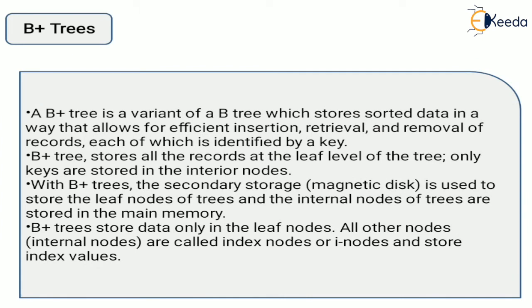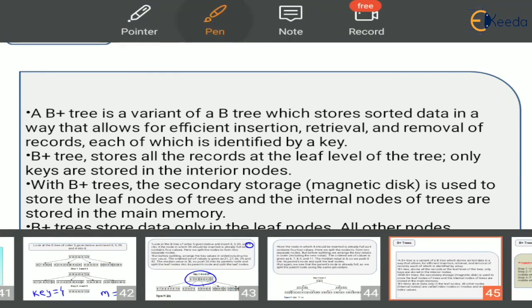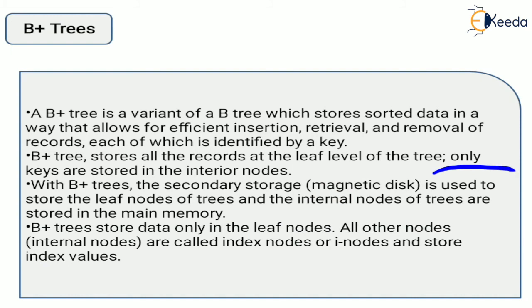B plus tree stores all the records at the leaf level of the tree. Only keys are stored in the interior nodes. I'm again repeating the important point that B plus tree stores all the records at the leaf level of the tree. Only keys are stored in interior nodes.